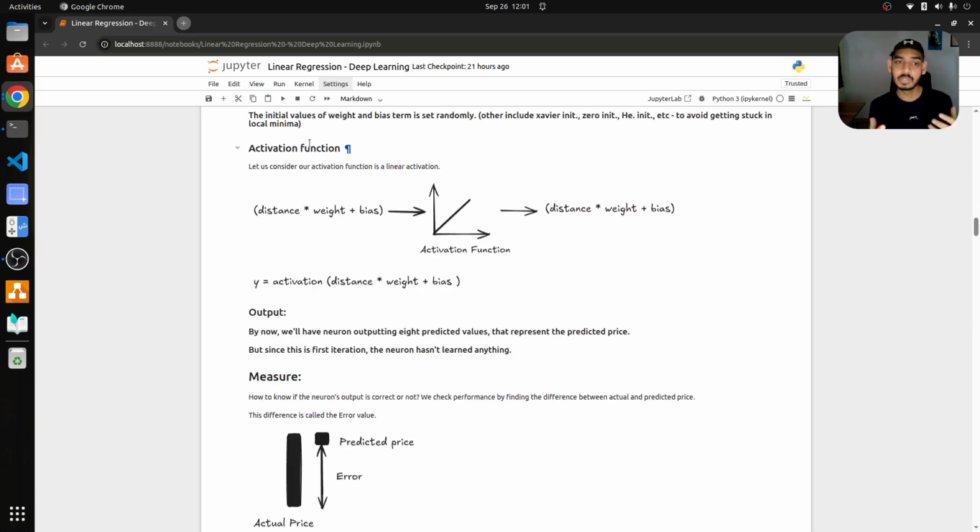So what is an activation function? Once you have your input data multiplied with the weight matrix and then the bias term added to it, you will be passing that to the activation function. If it is a linear activation function, there will be no change in the output that you get. It will be the same as the input. Okay, so this is how the equation would look.